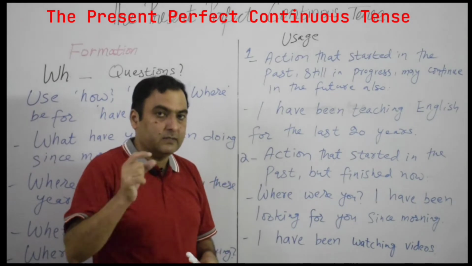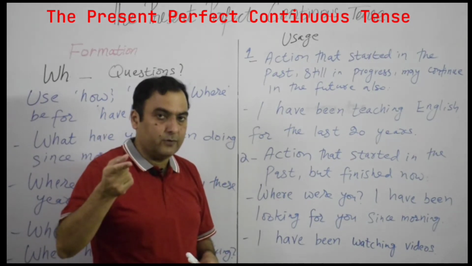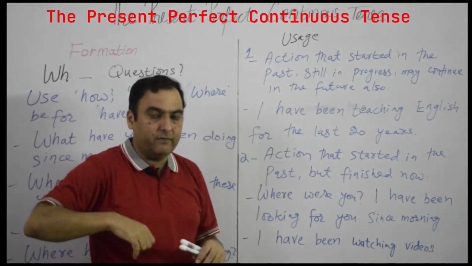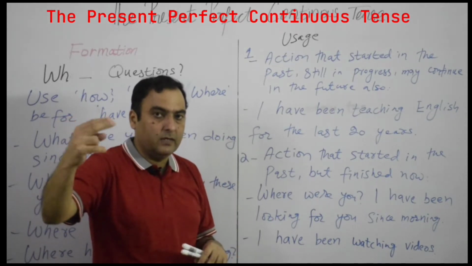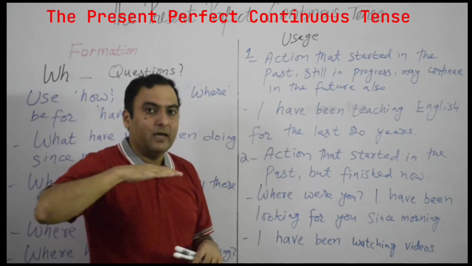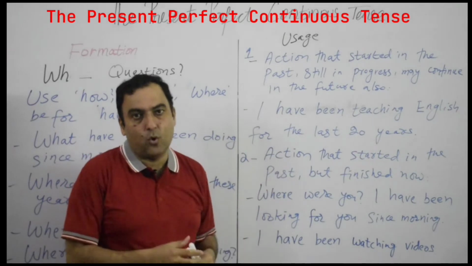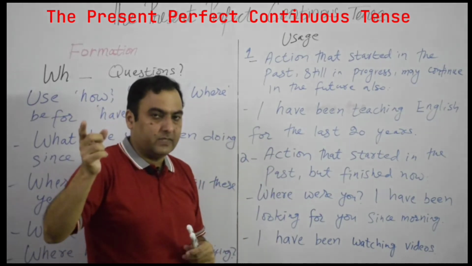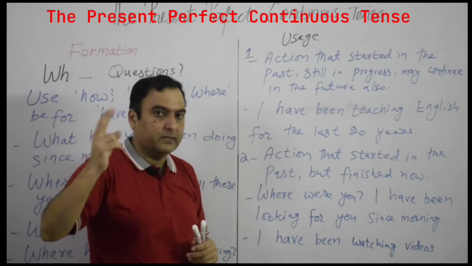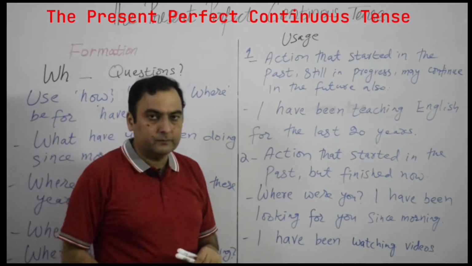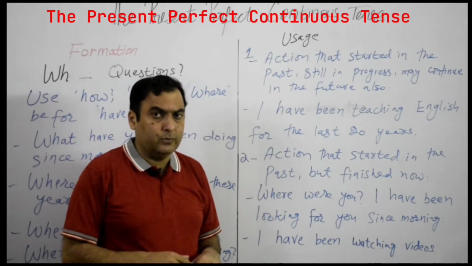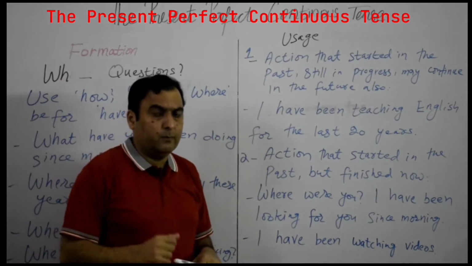If you say this sentence to your friend, I have been looking for you since morning, it means you started, and let's say it's evening now, so you started searching for your friend in the morning, and now when you see your friend, it's over now. So this tense is used for an action which started in the past, but is finished now. And this clip from Titanic also shows the same point.